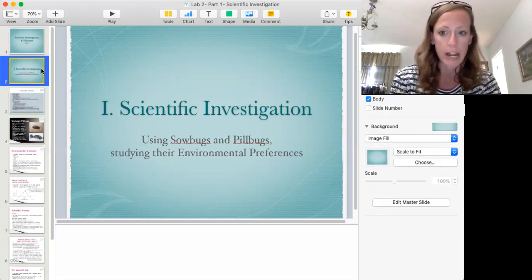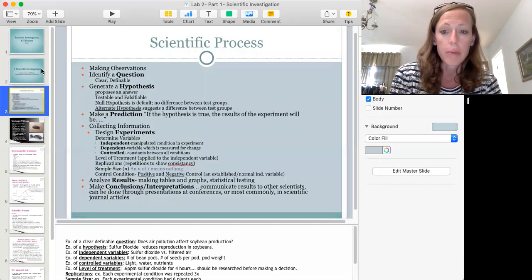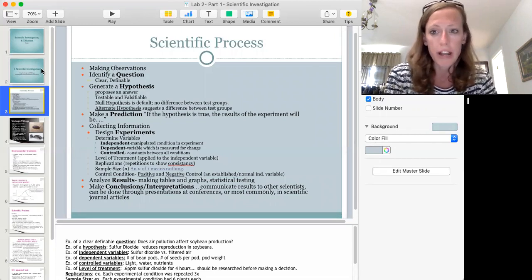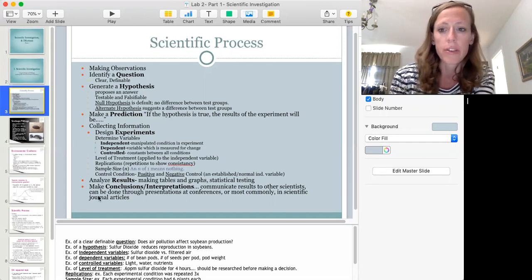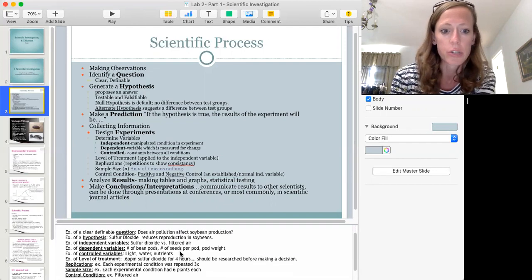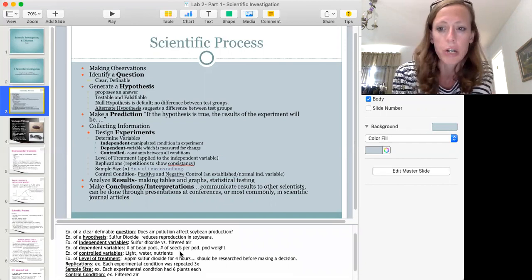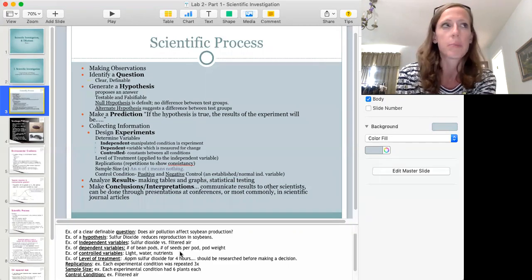So before we look too much at the Sowbugs and the Pillbugs, I want to give you an introduction on the scientific method, just to make sure we're all on the same page with terms and knowing how to describe our process and how to go about setting up and designing a good experiment. So most of research begins with making observations. You can make observations about the world around you all the time.